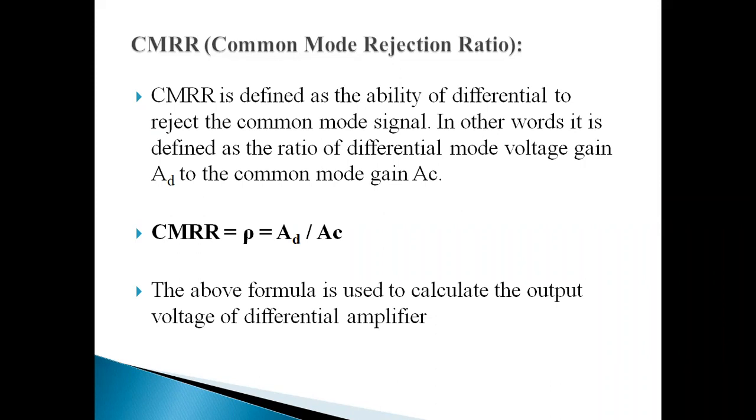In other words, it is also defined as the ratio of differential mode gain to the common mode gain. Mathematically, the CMRR is represented as rho. So rho is equal to the ratio of differential gain to the common mode gain. This is the formula for the CMRR. By the value of CMRR, we will find out the amount of the different signal as well as the amount of rejection of the common mode signal.